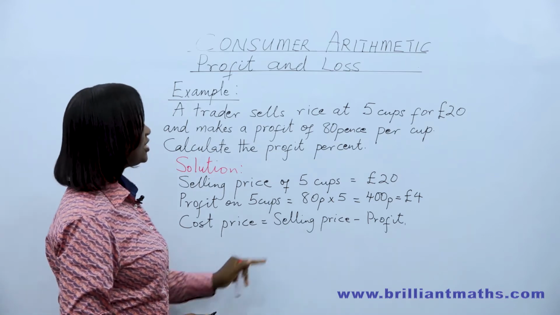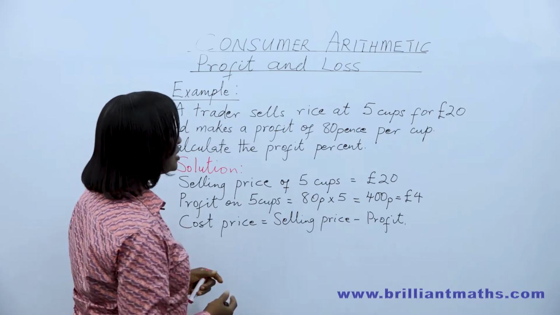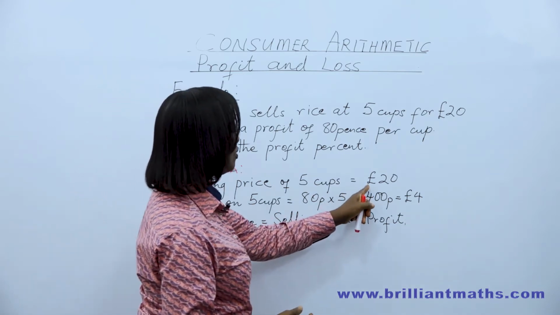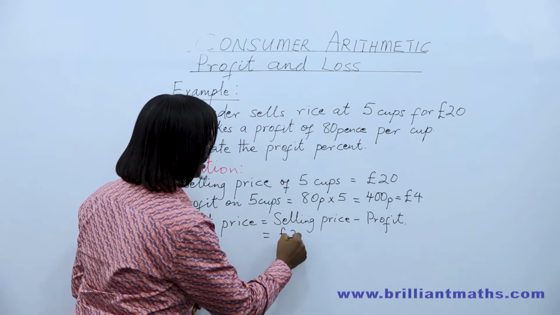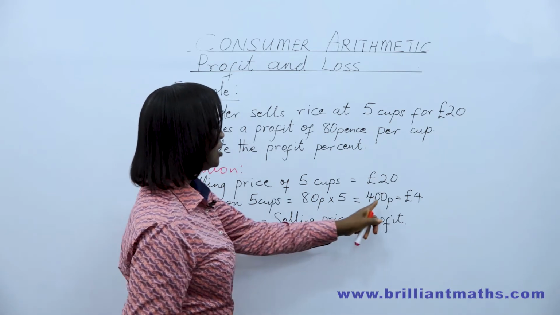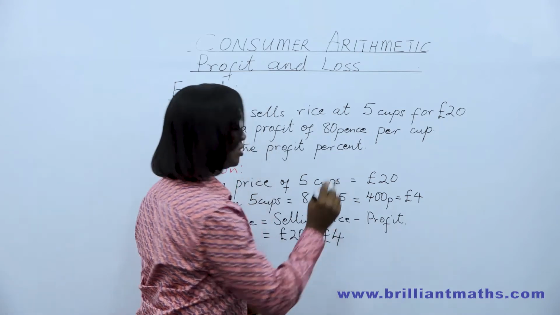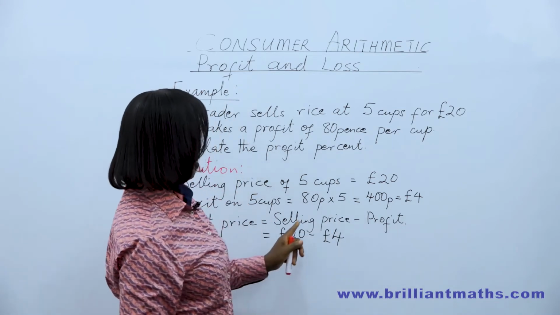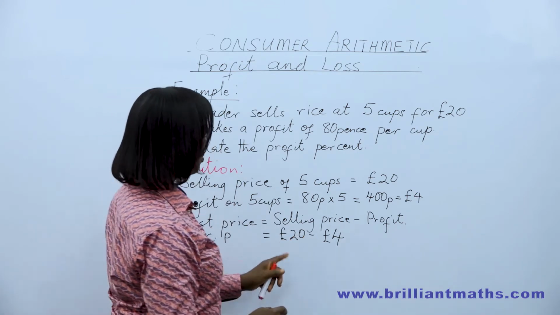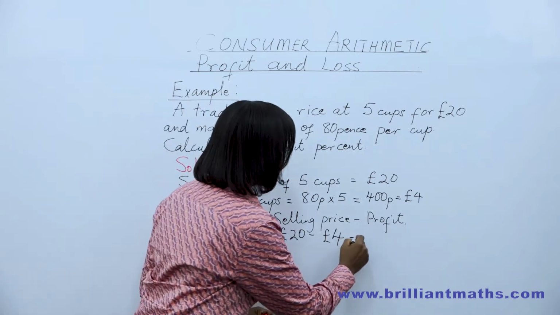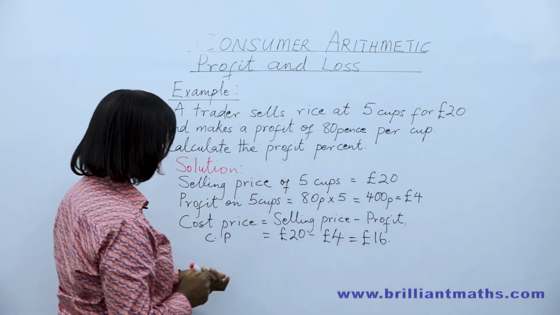Cost price is selling price minus profit. So since the selling price for all 5 cups was 20 pounds, and the total profit was £4. So the cost price, CP, will actually be £20 minus £4, which gives us £16.